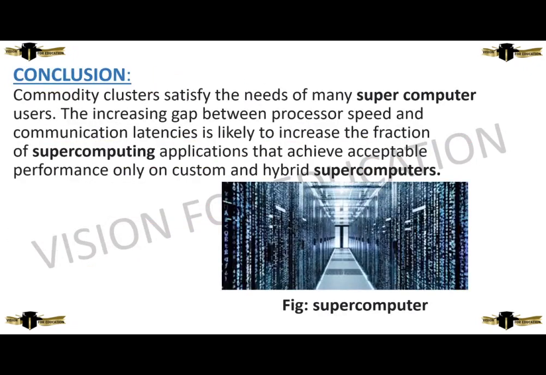Coming to the conclusion on supercomputers, commodity clusters satisfy the needs of many supercomputer users. The increasing gap between the processor speed and the speed of communication latencies is likely to increase the fraction of supercomputer applications that achieve acceptable performance only on custom and hybrid supercomputers.